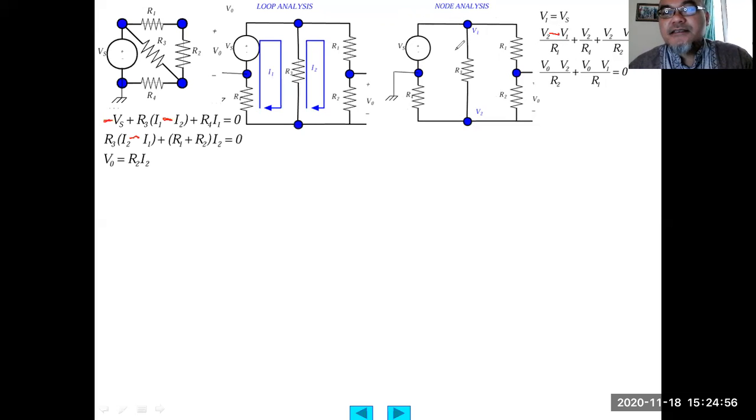V1 equals Vs. So at this node V2: (V2 minus V1) divided by R1 equals (V2 minus 0) divided by R4 plus (V2 minus V output) divided by R2 equals 0. And then at this node, (V output minus V2) divided by R2 equals (V output minus V1) divided by R1 equals 0. Okay.